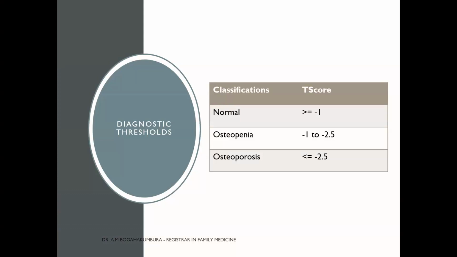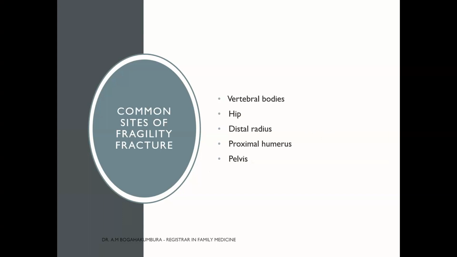These are the diagnostic thresholds according to the T-score. Normal T-score is more than minus 1 or minus 1. Osteopenia range is minus 1 to minus 2.5. If it is minus 2.5 or more, it is categorized as osteoporosis. These are the common sites of fragility fractures. They are vertebral bodies, hip, distal radius, proximal humerus, and pelvis.